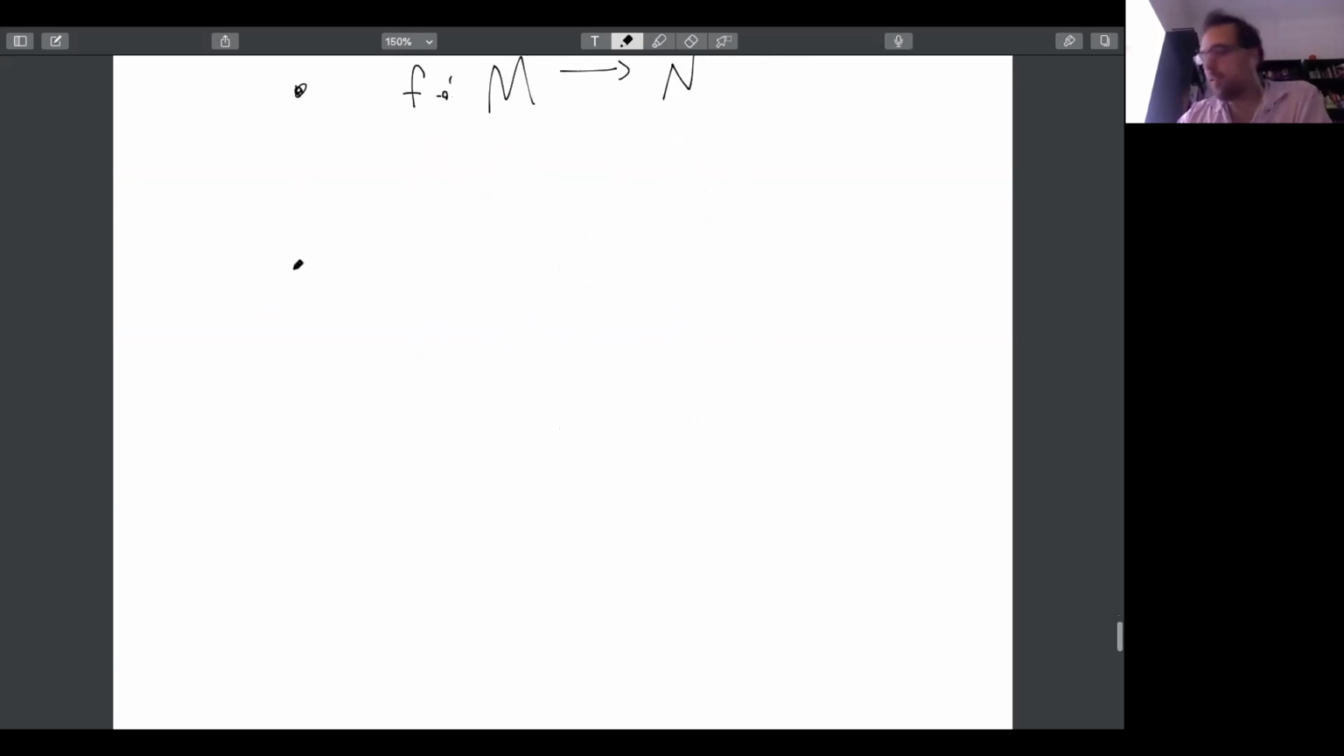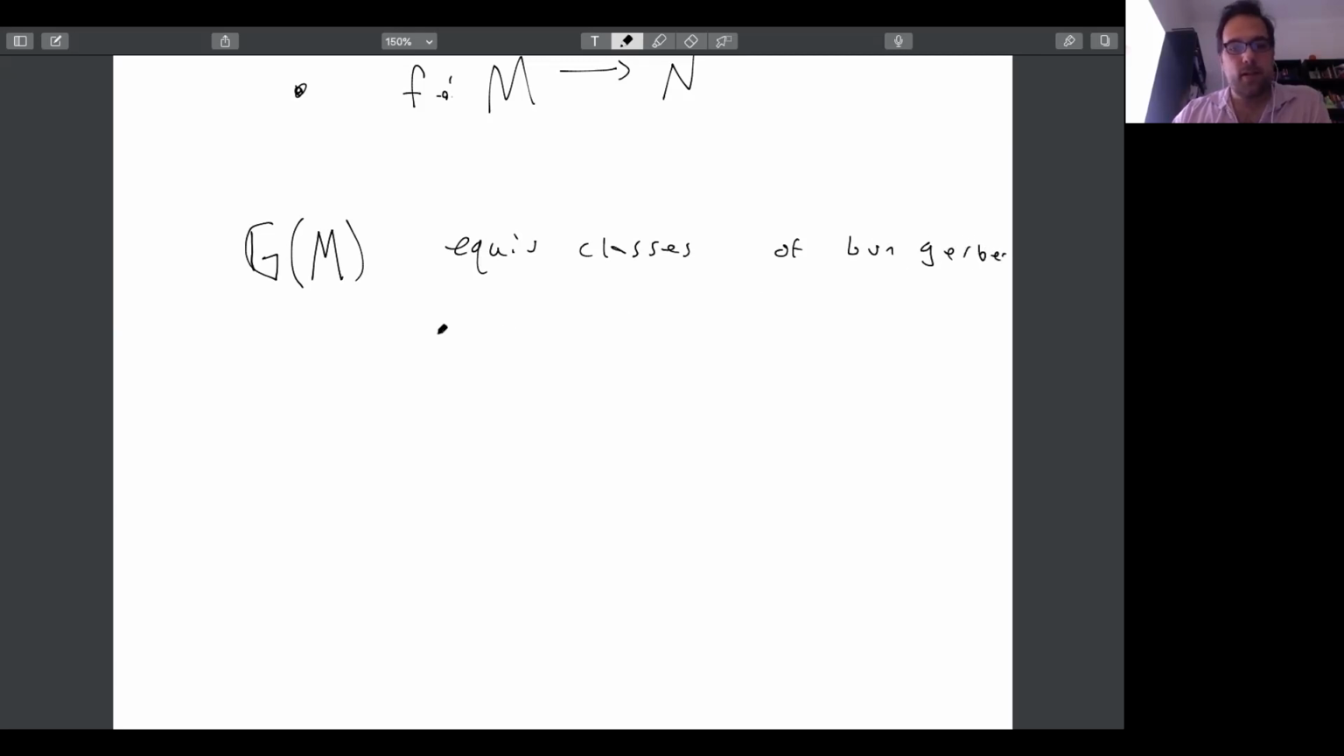So I haven't defined, this relates to the question of why the bundle gerbe defined from this line bundle is trivial, and I haven't defined what it means for two bundle gerbes to be equivalent, and I won't. But having these operations makes the set of equivalence classes of bundle gerbes on M.